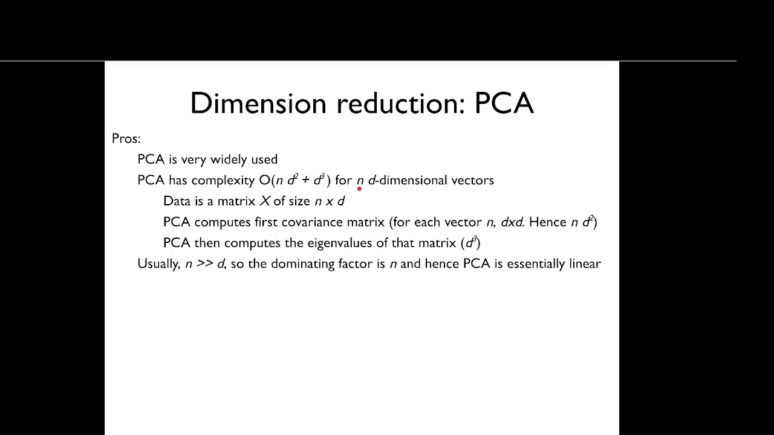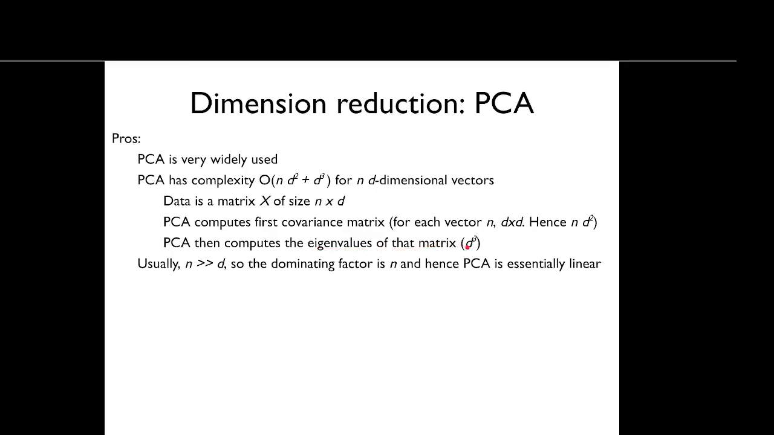The reason why we have this complexity is that the original data matrix X is of size n times d, and PCA first computes the covariance matrix. So for each vector n, we have a d by d calculation, so that means n times d squared, and then we compute the eigenvalues of this, and that takes d to the power of 3.